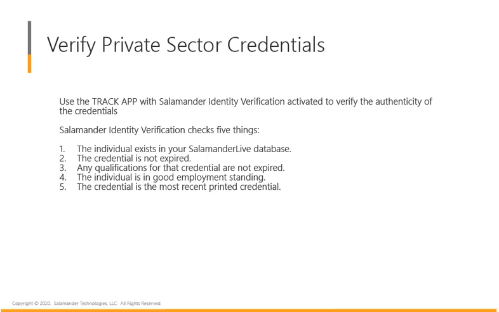With credentials created and distributed to private sector personnel, you can now verify the authenticity of their credentials using the Track app with Salamander Identity Verification activated. Salamander Identity Verification checks 5 things. 1. The individual exists in your SalamanderLive database. 2. The credential is not expired. 3. Any qualifications for that credential are not expired. 4. The individual is in good employment standing. And 5. The credential is the most recent printed credential. To do this, have one event running to validate the credentials.